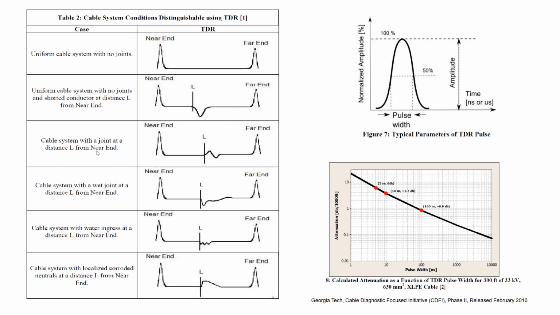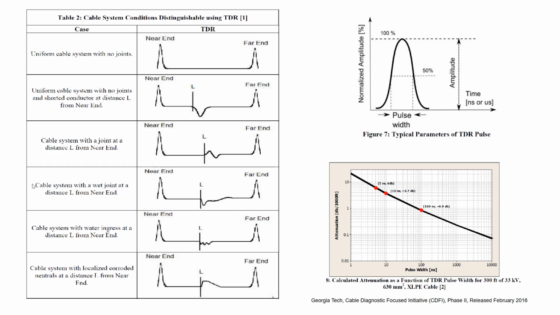And the cable system with a joint at a distance L from the near end. Instead of a short circuit at a distance L, if you have a joint at a distance L, because the joint has a different impedance than the cable system, it will also cause certain reflections. This is the kind of reflection observed when there is a joint. It is like this, a partially positive and then a negative wave will be observed. So this means that there is a joint at a distance L.